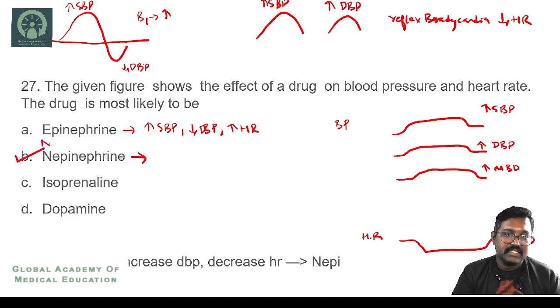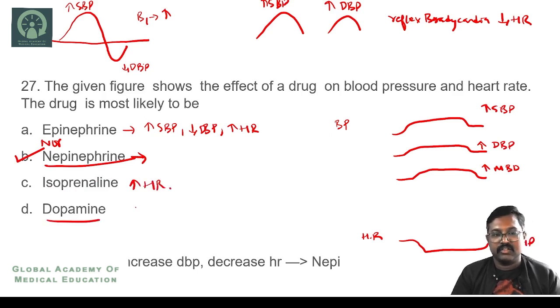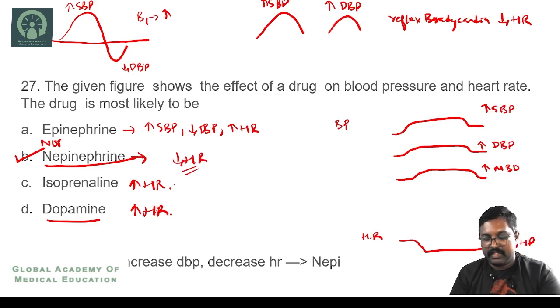Sorry, this is norepinephrine. So what about isoprenaline? Again, it is going to increase the heart rate. Dopamine, again, it acts on beta 1 receptor, and again it will increase the heart rate. So the only drug here which can decrease the heart rate will be your norepinephrine.